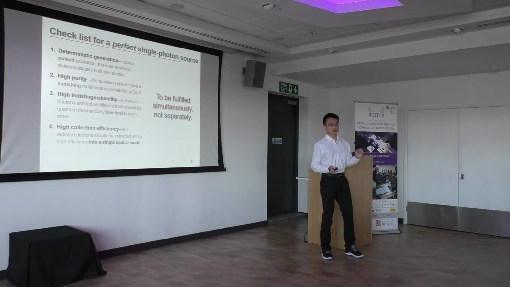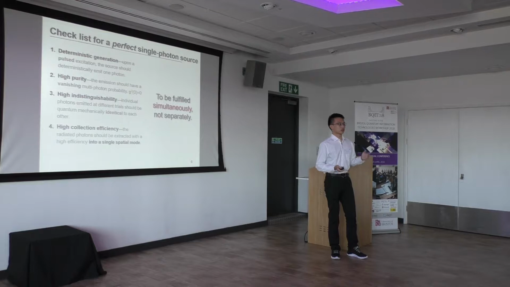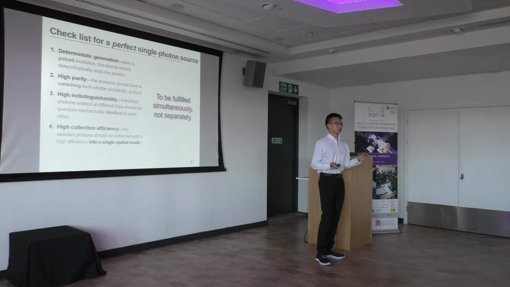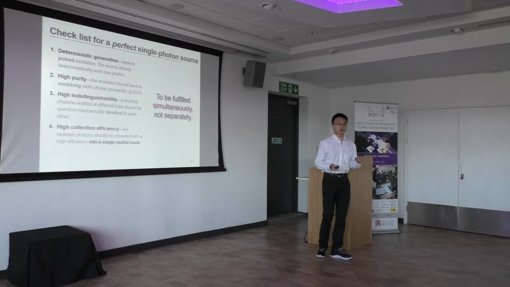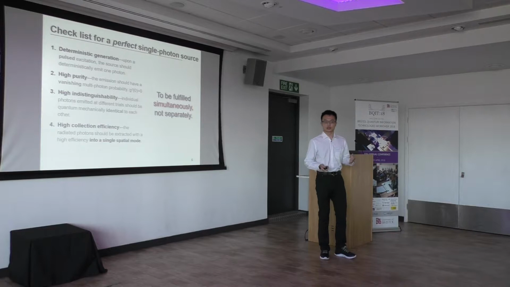This means that the single photons we get should be pure single photons with a vanishing probability of multi-photon emission. And third, indistinguishability. This means that the single photons we get should be quantum mechanically indistinguishable from each other. And we also want high collection efficiency. So we need to collect these single photons emitted into a single spatial mode efficiently. And what I want to address here is that just like the loophole-free Bell test, we need to fulfill all these points simultaneously, but not separately.